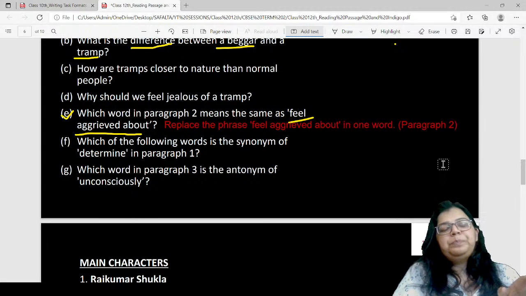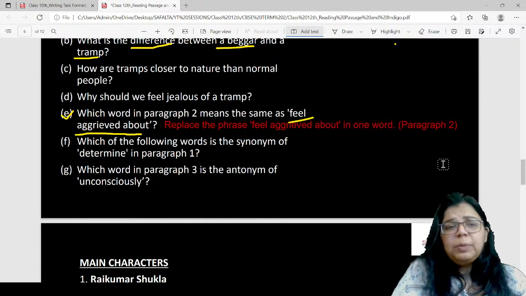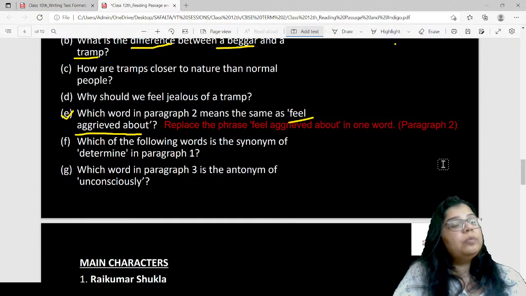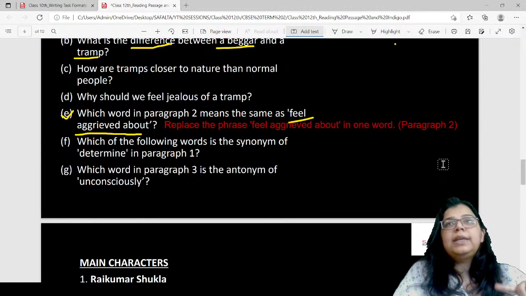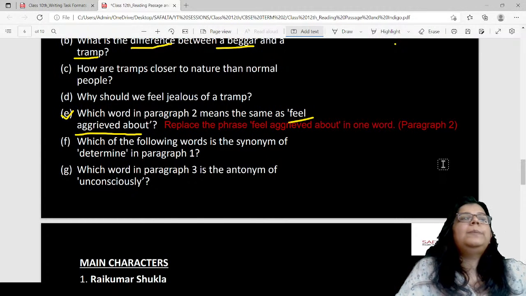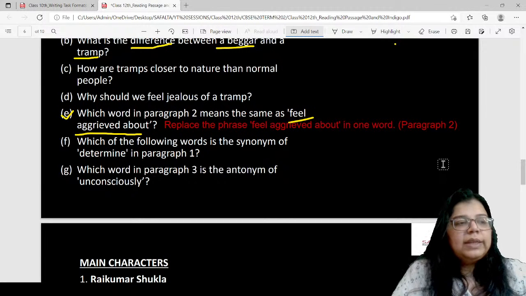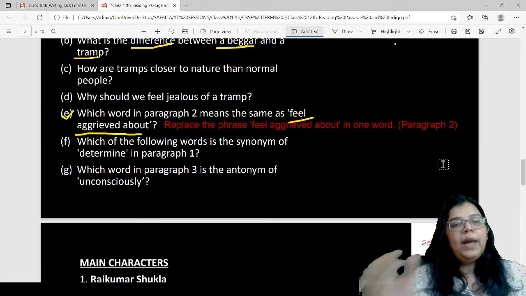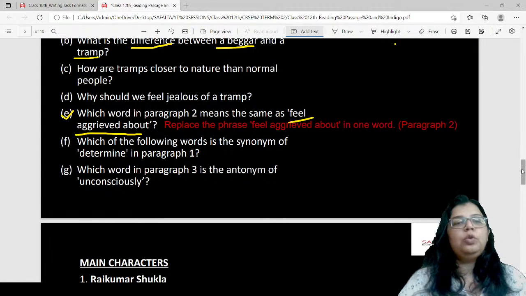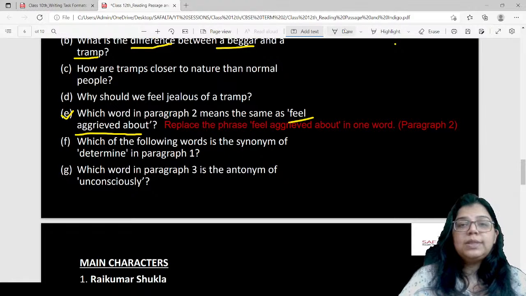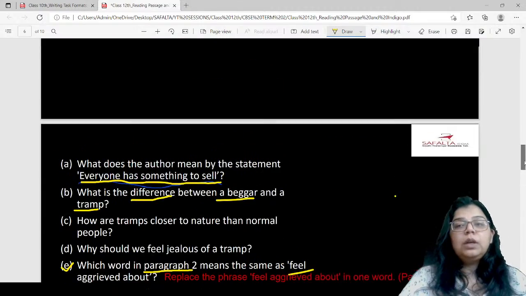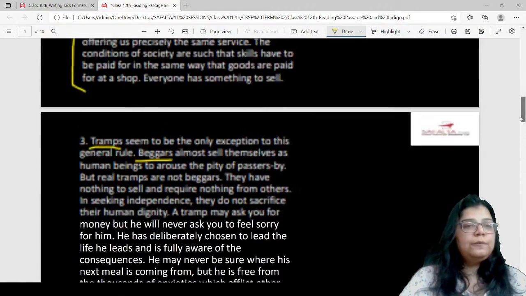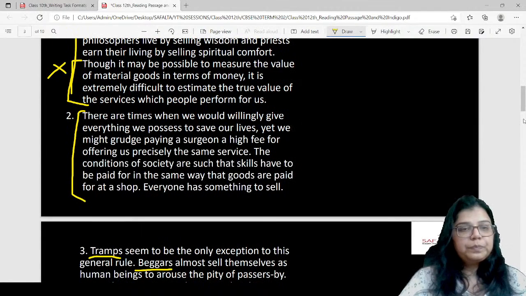Or replace the phrase feel aggrieved about in one word. Similar meaning. Now what did I tell you? Now feel aggrieved about means when you are hurt about something. Aggrieved means hurt about something, right? So you're going to go back to paragraph 2 and you're going to specifically look for the meaning. Keep your focus extremely clear about paragraph 2. So this is paragraph 2.